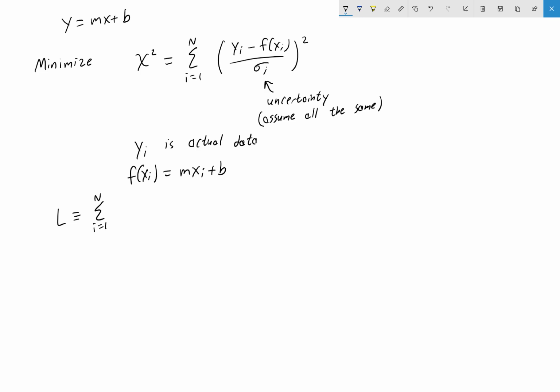L is going to be a summation 1 to n of yi, and then we'll explicitly put in the function mxi plus b, and then we're going to square all those differences. And we're trying to minimize the square of those differences. If you're wondering why squared, it's because being above the line is the same as being below the line. And so squaring will take a negative number and make it positive. So the way we're going to minimize is we're going to take the partial derivative of L with respect to m and set it equal to 0, while also taking the partial derivative of L with respect to b and setting that equal to 0.